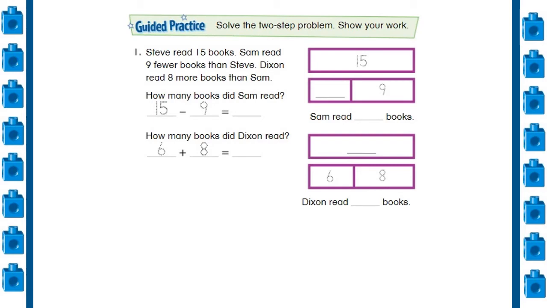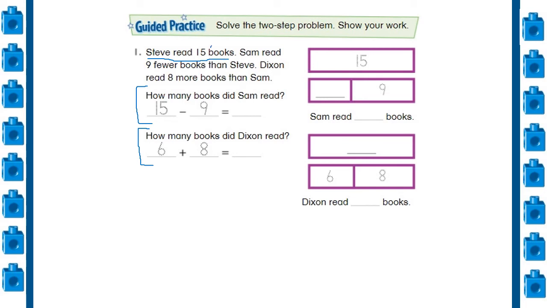Steve read 15 books. Sam read 9 fewer books than Steve. Dixon read 8 more books than Sam. That's the story, boys and girls. Now, here's what they want us to answer. It says here, how many books did Sam read? How many books did Dixon read? Okay, no problem. Steve read 15 books.